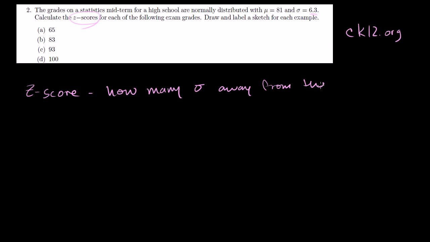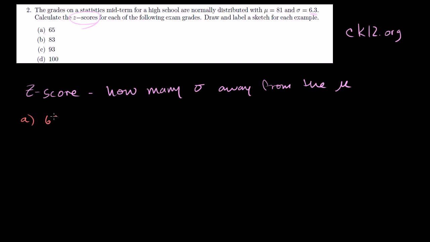We could probably do it all on the same example, but the first thing we'd have to do is just remember, what is a z-score? A z-score is literally just measuring how many standard deviations away from the mean. So we literally just have to calculate how many standard deviations each of these grades is from the mean, and that's their z-score.